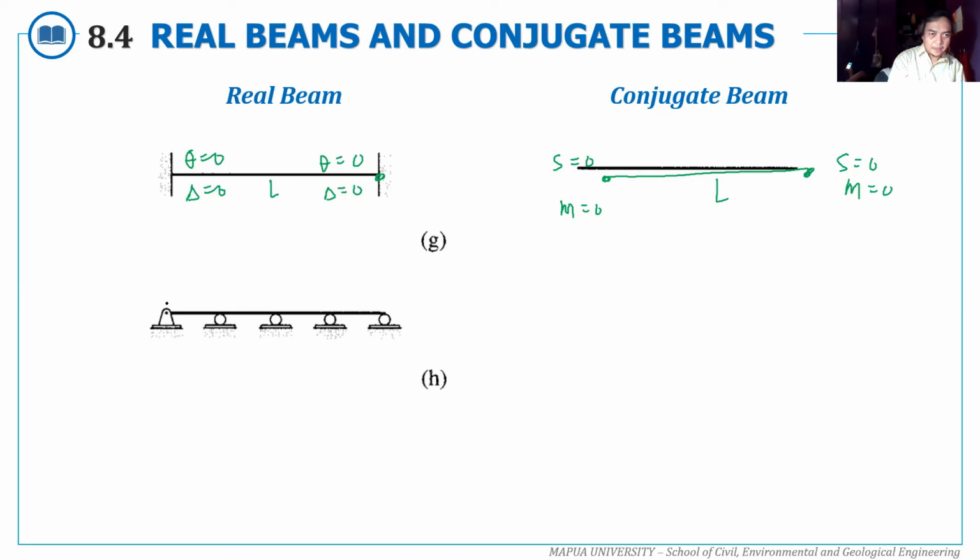1, 2, 3, 4, 5. So 5. Again, slope, deflection. Sa taas ilalagay ko slope. Hindi equal to 0. 0. Hindi equal to 0. 0. Not 0. 0. Not 0. 0. Ito, not 0. 0. So yan yung mga slope and deflection at those joints.